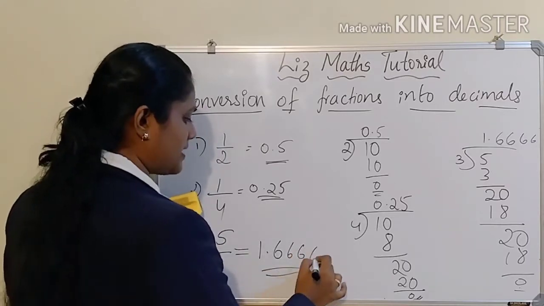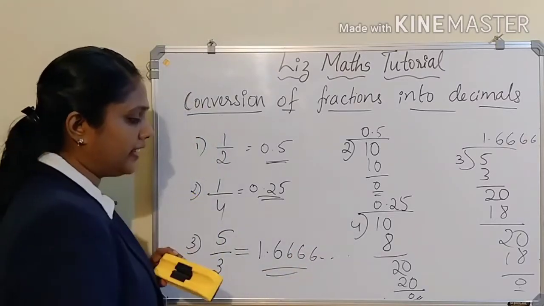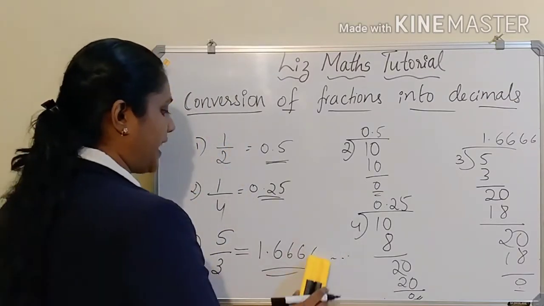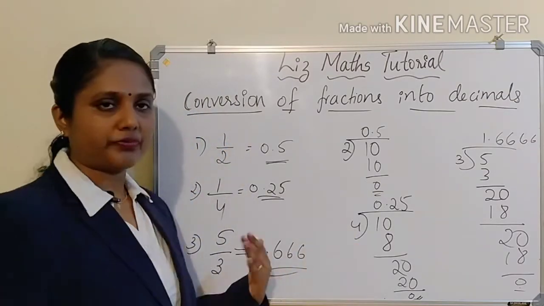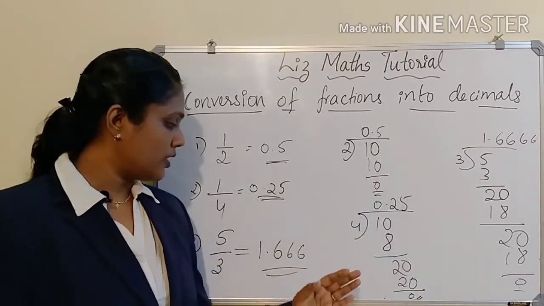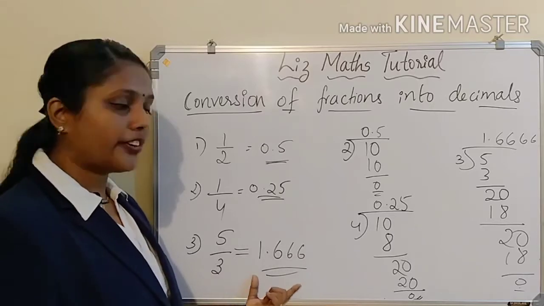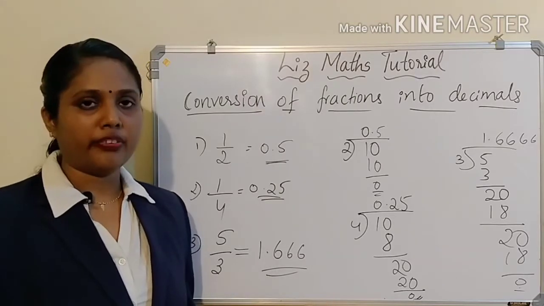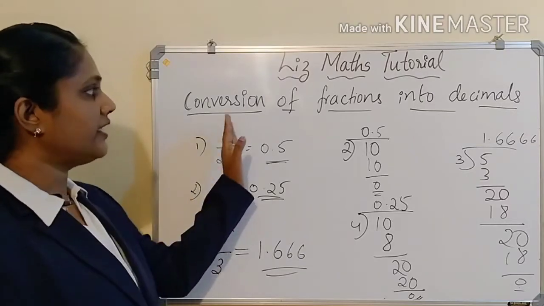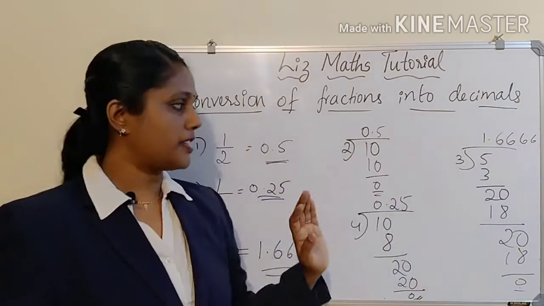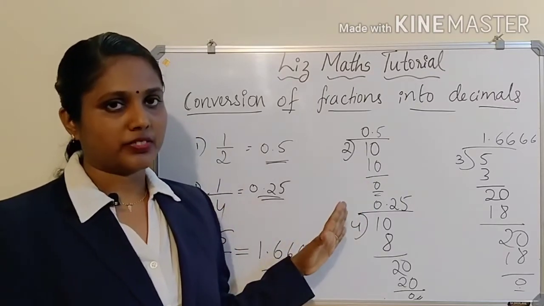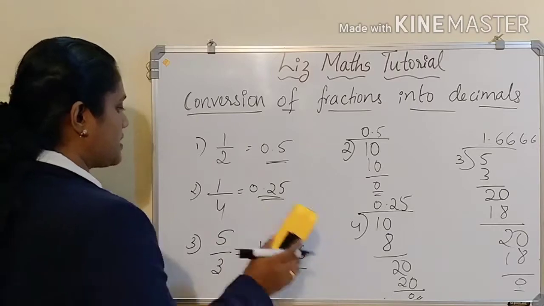Here again 6 may be coming, so no need of writing that. You can put etc. here or you can take only 3 places after the point. There is no value in continuing after 0.6666. So you can cut off here and write 3 values, enough. So 1.666. So hope you understood how to convert a fraction into a decimal. You have to go for the division method only for converting that. Hope you understood.